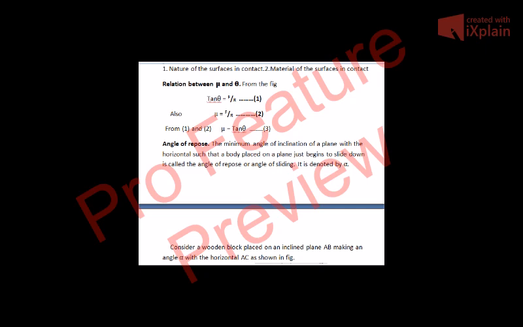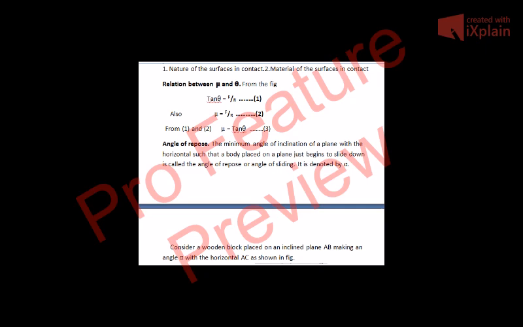So using this relation you can calculate the coefficient of limiting friction. You just have to know the angle theta. If you know the angle theta, then you can calculate the coefficient of limiting friction mu.